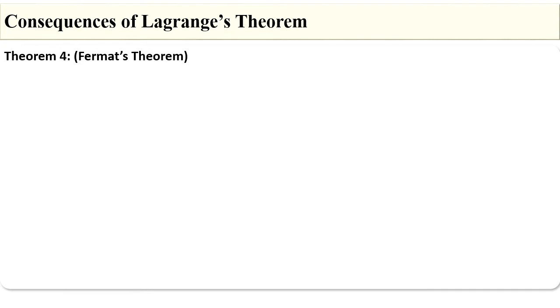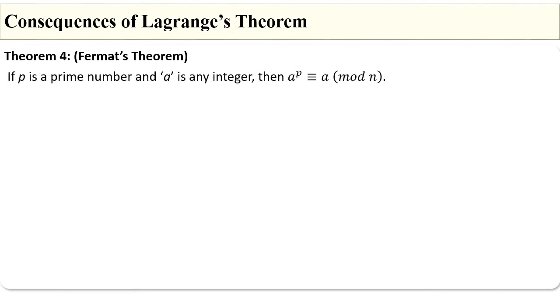The next consequence is Fermat's theorem. The statement of Fermat's theorem is, if p is a prime number and a is any integer, then a to the power p is congruent to a modulo p. The proof of Fermat's theorem is as follows.